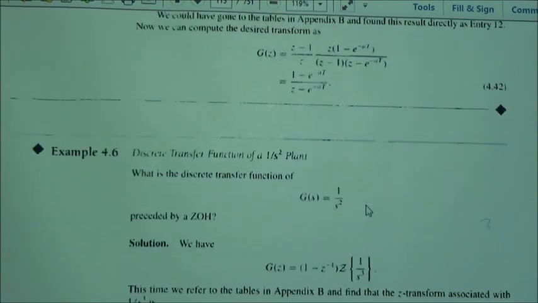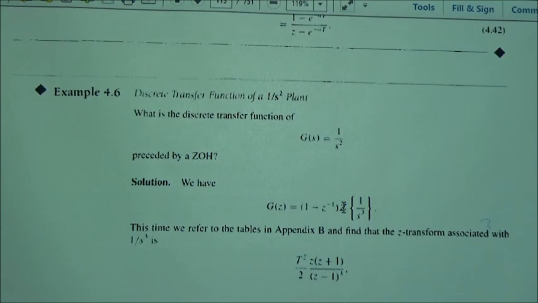Okay, now let's look at another example. In this case, look at 1 over S squared plant. It's a double integral plant, preceded by a zero order hold. Once again, G of z is going to be 1 minus z to the minus 1, the term outside, times the transform of G over S. G is already 1 over S squared, so now it becomes 1 over S to the power of 3.